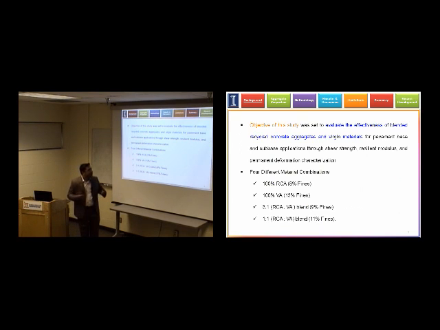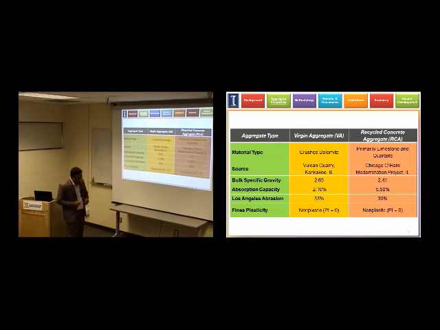So our objective of this study was set to evaluate the effectiveness of these material blends in terms of mechanical performance, and for that we chose 4 different material combinations: 100% recycled concrete aggregates, 100% virgin aggregates, a 3:1 blend of recycled concrete aggregates and virgin aggregates, and a 1:1 blend of recycled concrete aggregates and virgin aggregates.